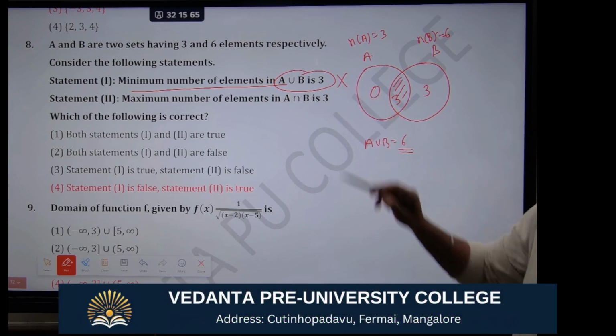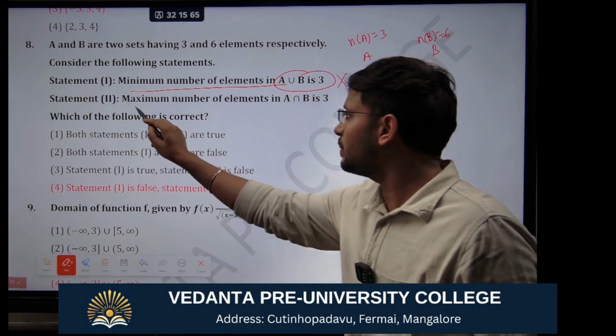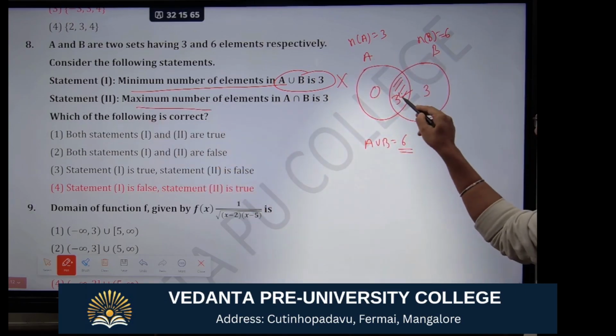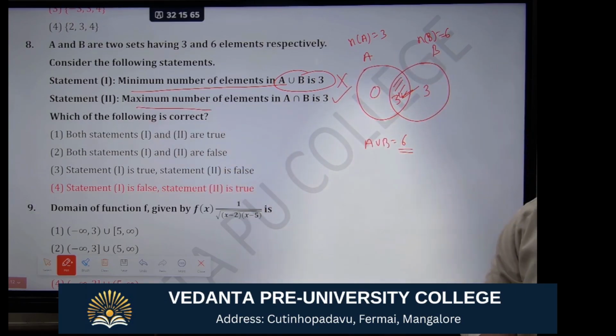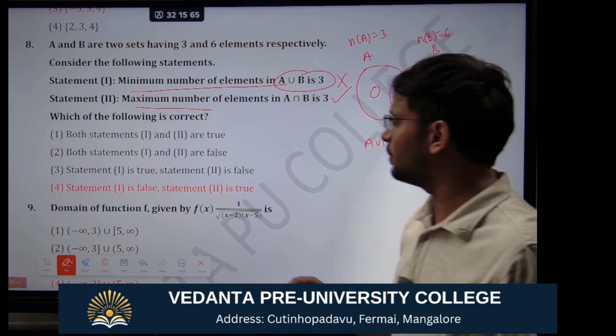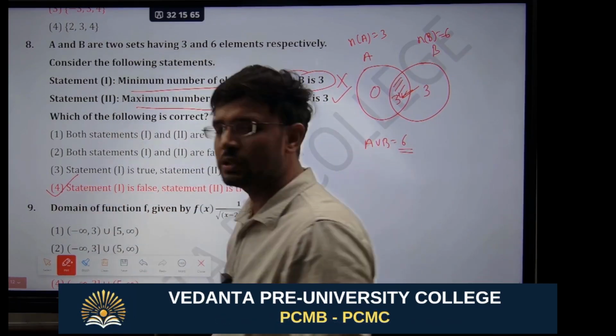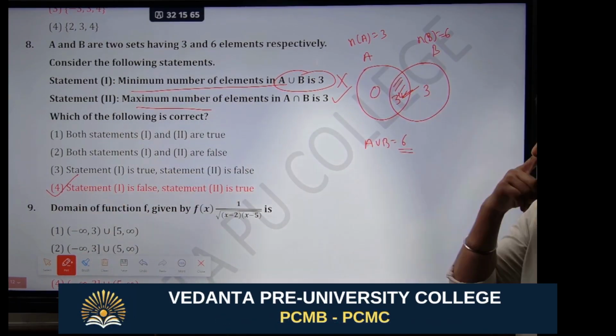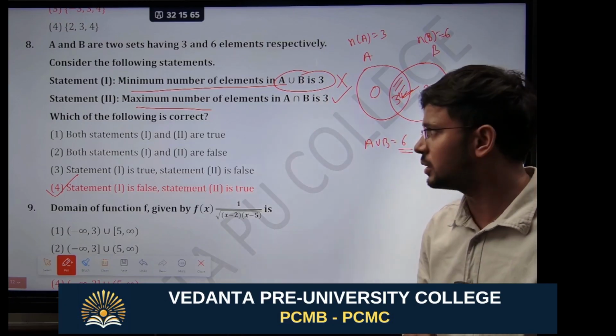So this option is wrong. And what is the maximum? Maximum I can assign 3. So this is true. So which option is correct? Option number 4. Statement 1 is false. Statement 2 is correct. Understood?